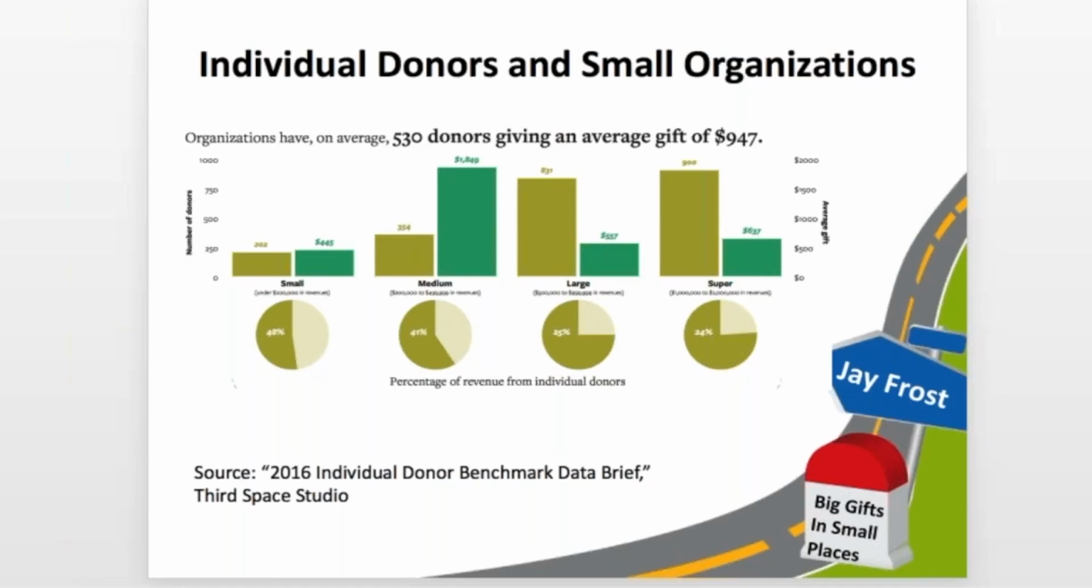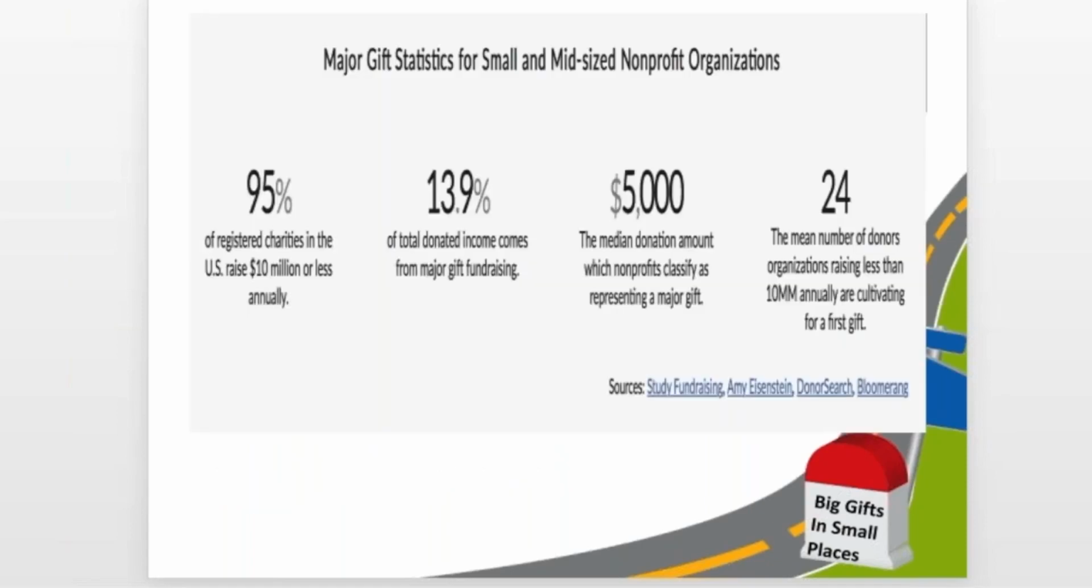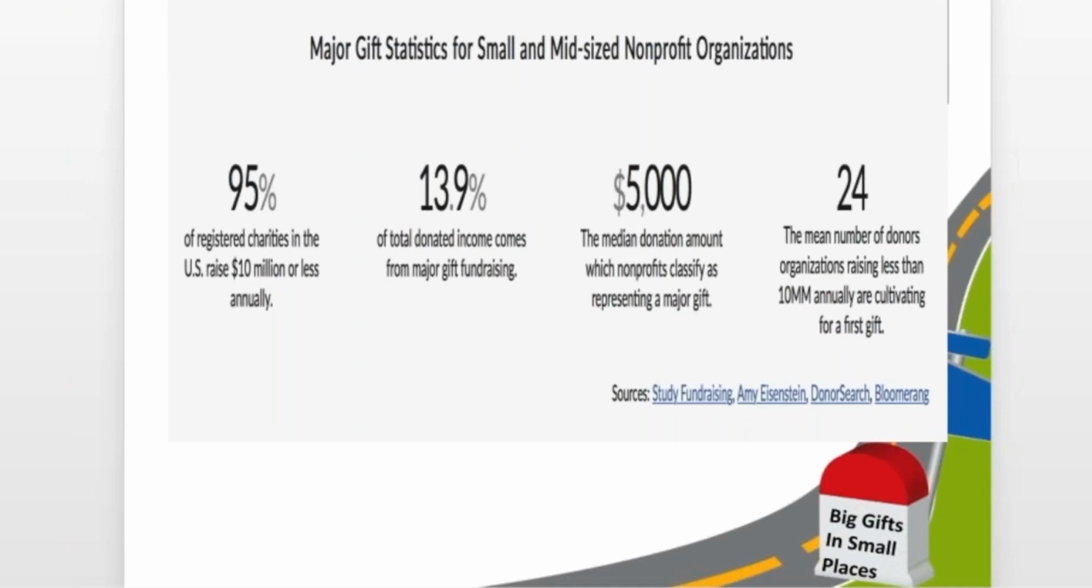Now I'm going to go on to the next slide. Dan, let me know if you can see that. It's major gift statistics for small and mid-sized nonprofits. Is that coming through okay? Yes, Jay, it is. Great. Yeah. I know a couple of you are struggling seeing some of the smaller print. And again, what we'll do is we'll make these slides available to you for later on, so you can see some of that. So, yeah. Hopefully a little bit.